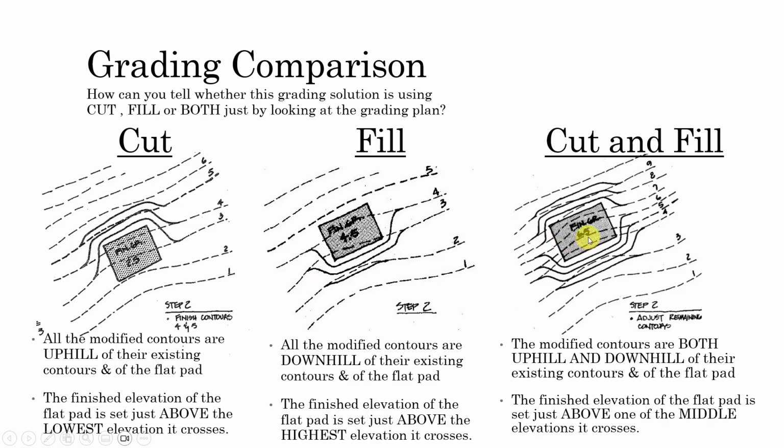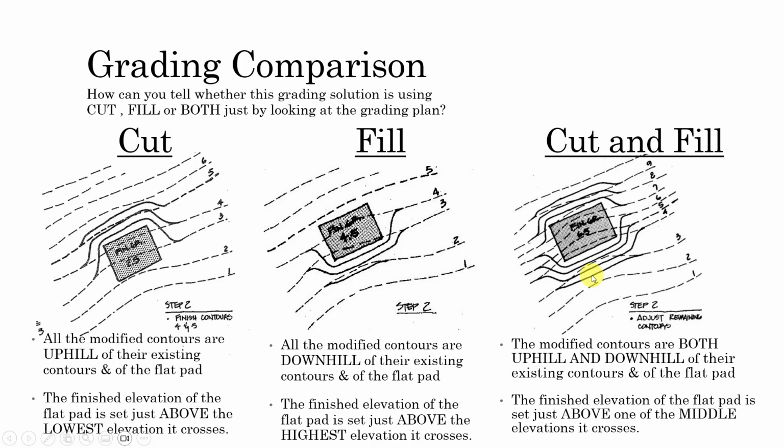And finally, with the cut and fill, this is pretty obvious. You can see it a little bit better here. Everything that is a cut solution is on the uphill side. The modified contours are on the higher side of their existing contour. Everything on the downhill side, the fill side, this modified contour right here is downhill from its existing location, meaning that we're adding soil.